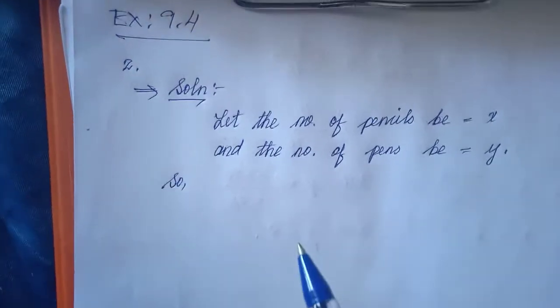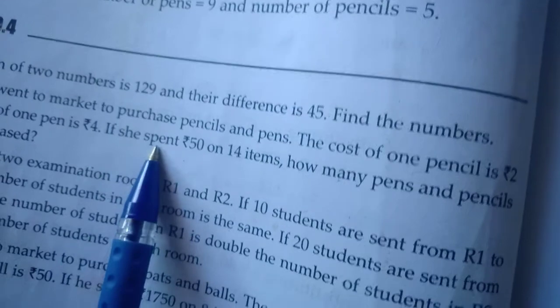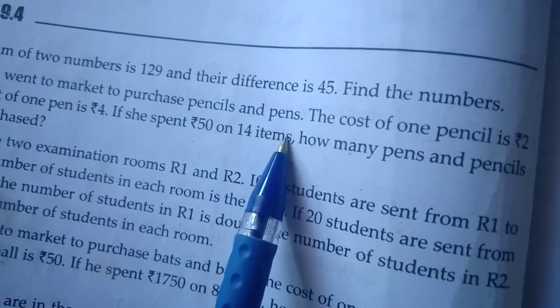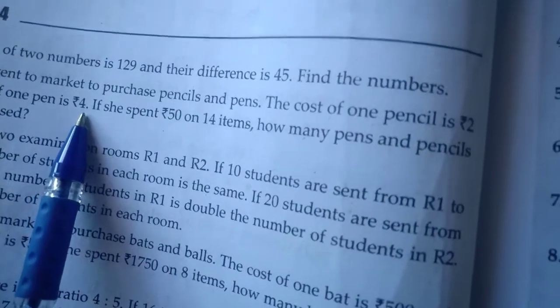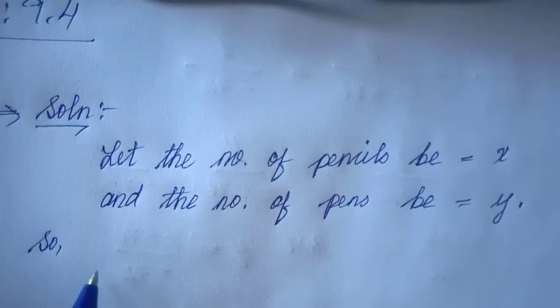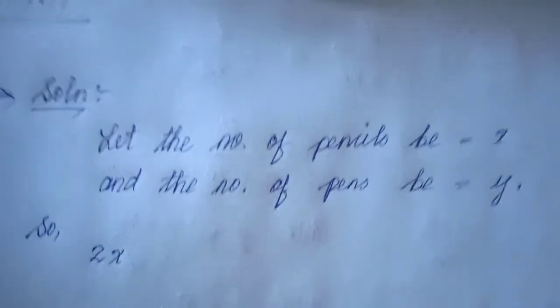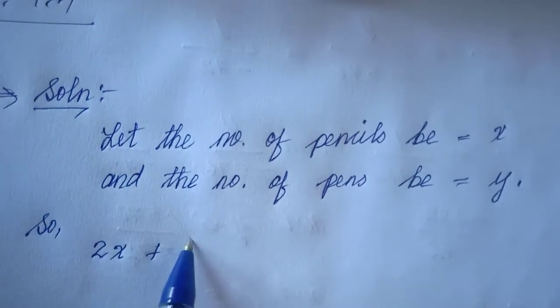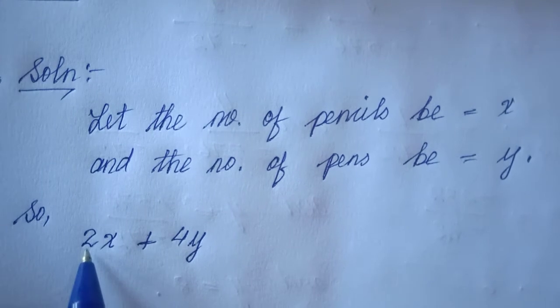So first of all I will be doing this one first. If she spends 50 rupees on 14 items, the cost of one pencil is 2 and the cost of one pen is 4. Okay, here the number of pencils times 2 and the number of pens times 4, we have to multiply.